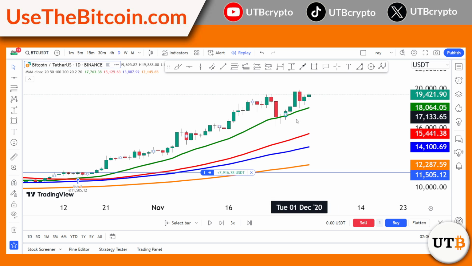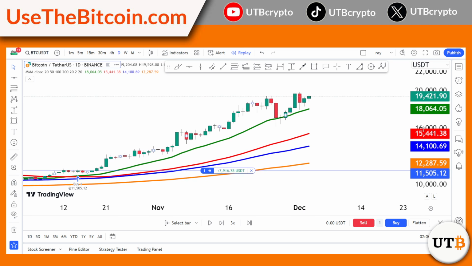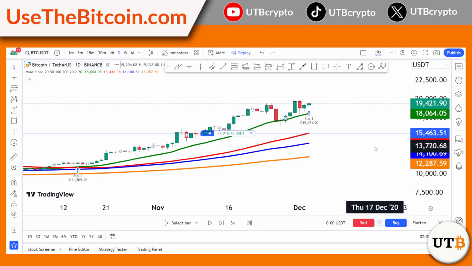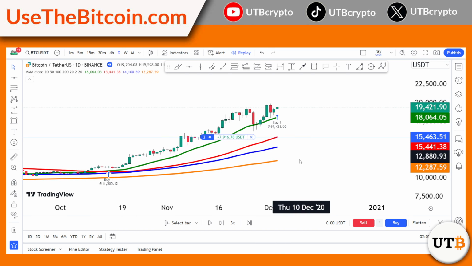So what we need to do there is buy, because we are at the support, and what will happen at the support levels? Prices may still go up. So click buy. There you go. And then let's observe what will happen next.